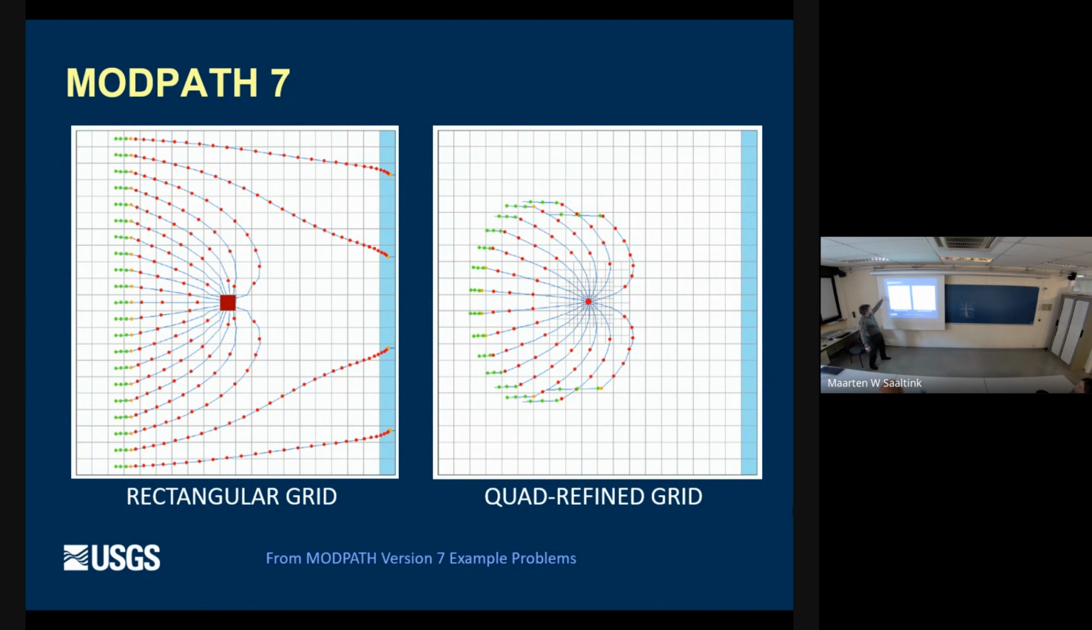I think this is a forward tracking, what we call a forward tracking simulation, where you start particles and they just go forward in time. And some of them are captured by the well, some of them end up in a river. And this is a backward tracking simulation. We started particles at the well, and we're going backwards in time to see where they came from.